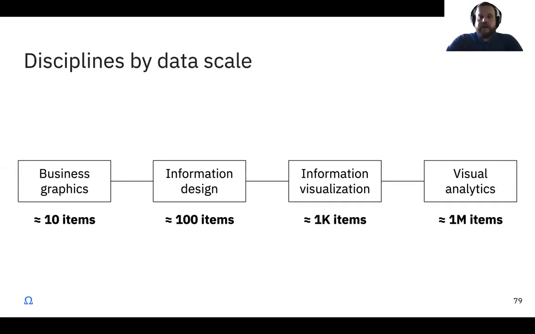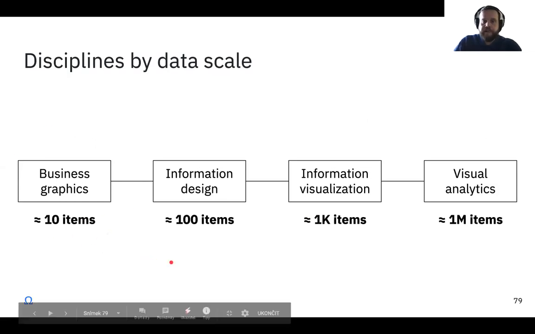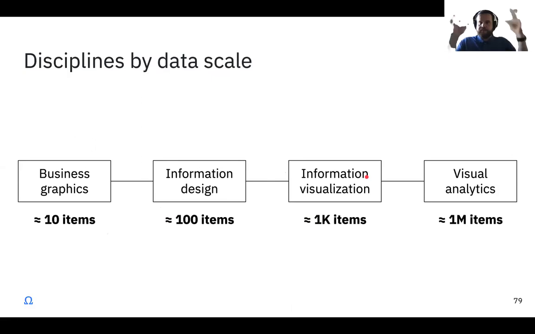You can also roughly divide disciplines by data scale. This is by no means authoritative, or a rule set in stone, but it usually works. Business graphics usually deals with data sets of tens of items. Information design is hundreds of items to thousands. Information visualization as the full discipline operates with thousands and tens of thousands of items, and visual analytics is for those large inaccessible data sets.